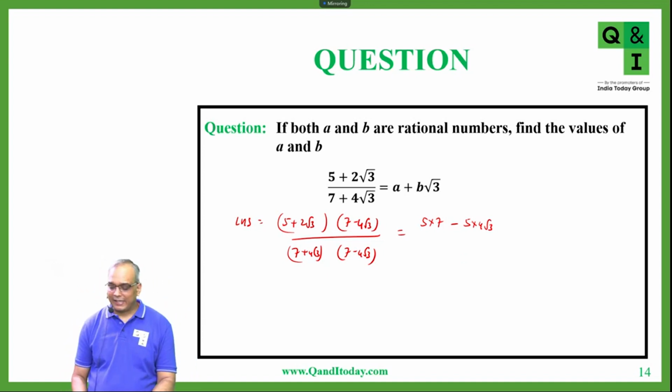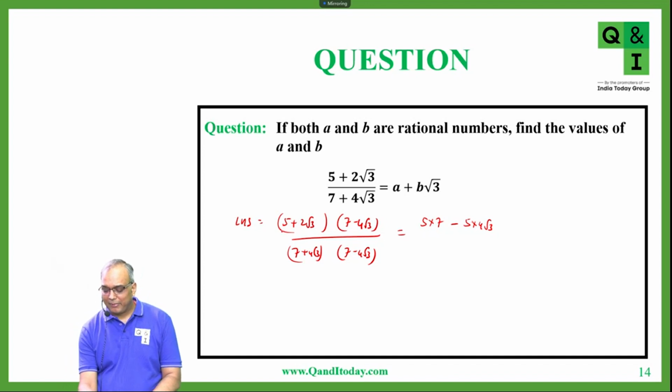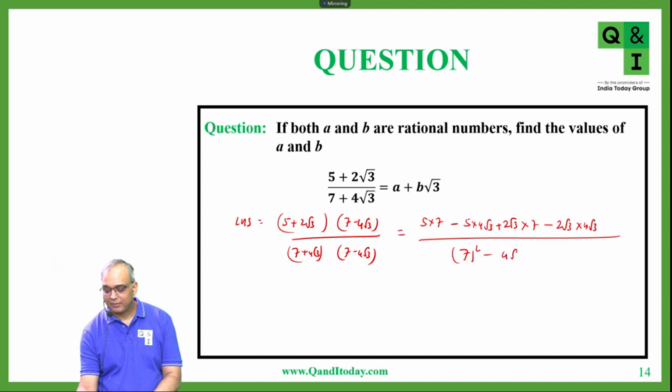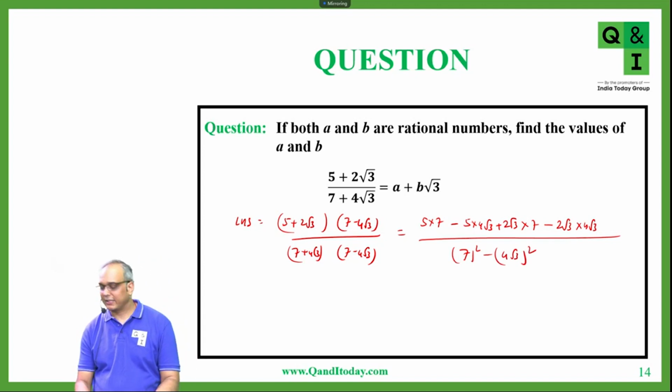Yes, Rudra, it is correct. A is 11 and B is minus 6. So we multiply 5 by 7, then 5 by 4 root 3, then 2 root 3 into 7, and then we have negative of 2 root 3 into 4 root 3 divided by 7 square minus 4 root 3 square. Yes, Arush, you are also correct.